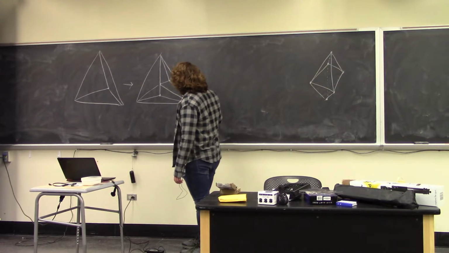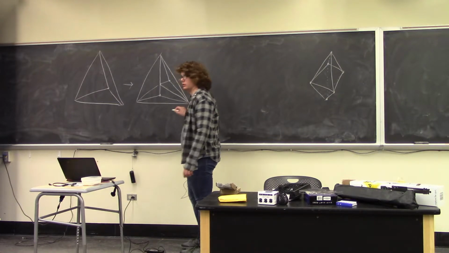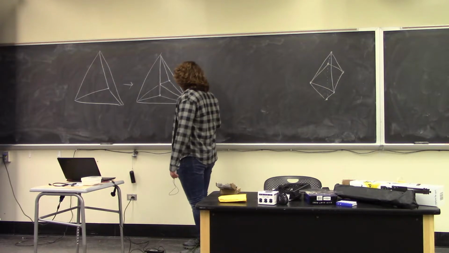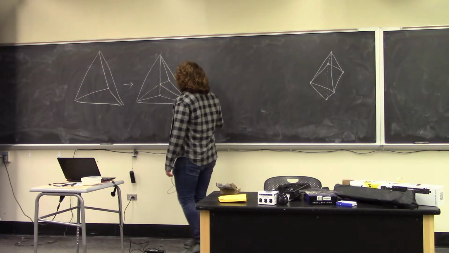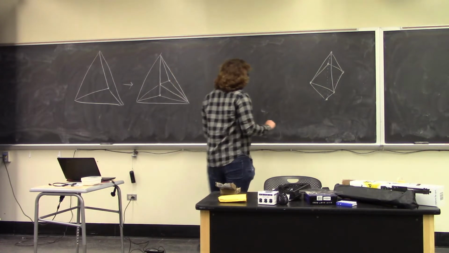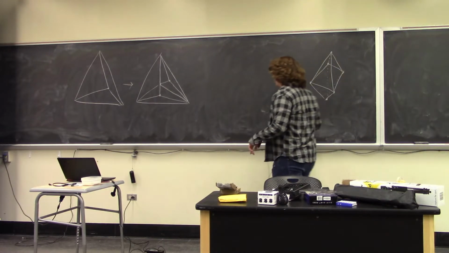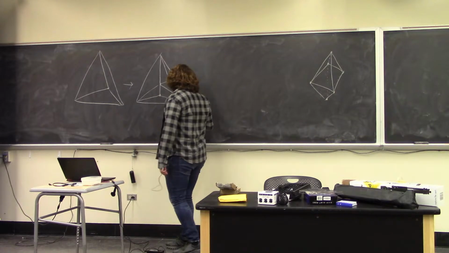We have too many faces? No. You have enough faces. Okay. So now the only thing that's missing is the fact that there's 4 edges coming out of each vertex. So how can we change that?